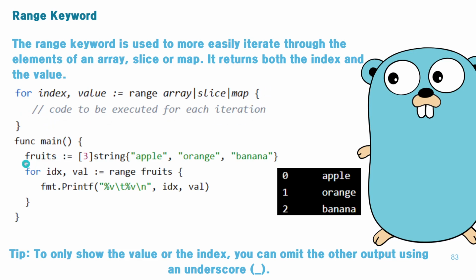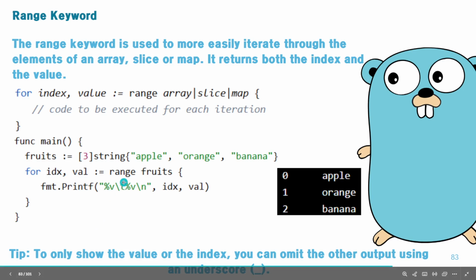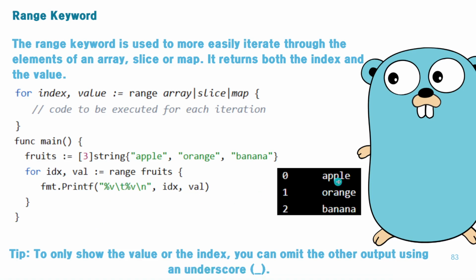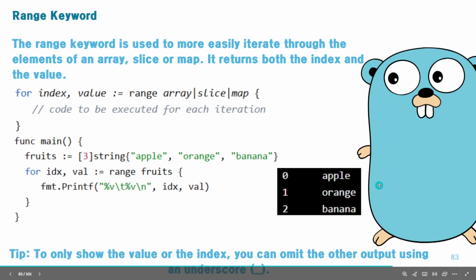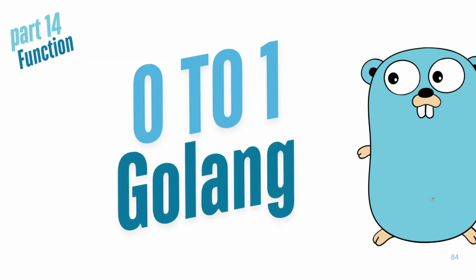So here we have declared an array, and then we are iterating it using this range keyword, where we are getting the index, and in value we are getting the value. So for the 0th index we have apple, for the first index we have orange, and for the second index we have banana. To only show the value or index, you can omit the other output using the underscore. What I mean is, let's say if I don't want the index, then I should just use the underscore, and it will not have the index value because I don't want it.